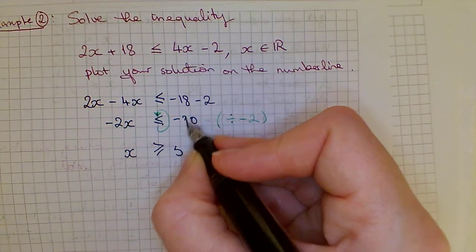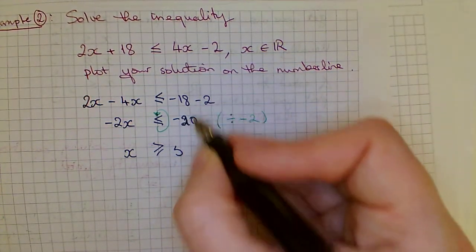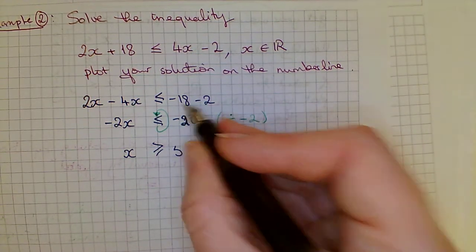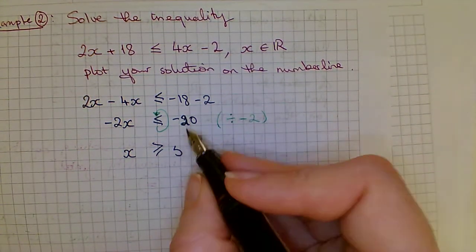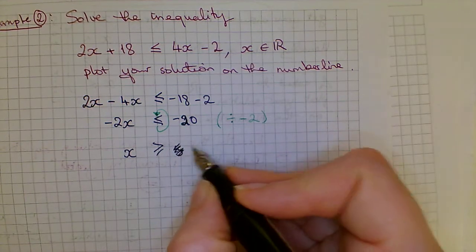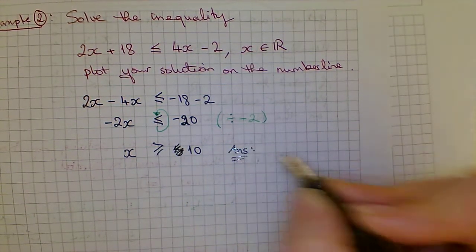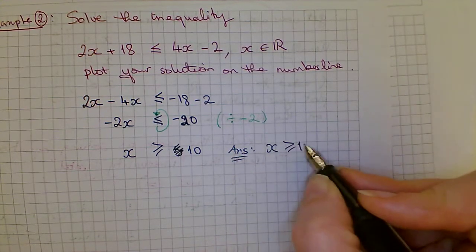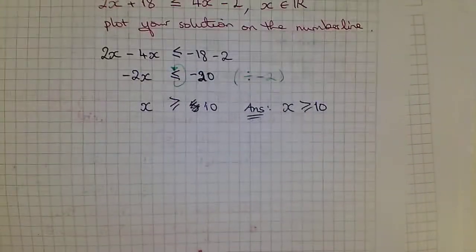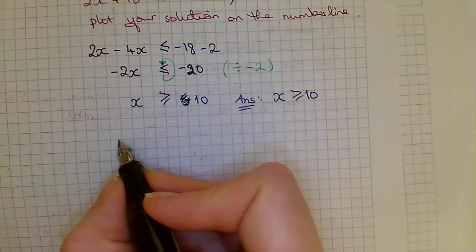Sorry guys, this was 20. I did the division in my head accidentally. Sorry about that. Minus 18 take 2 is minus 20. Minus 20 divided by 2 is a plus 10. So my answer is the set of all numbers that are greater than or equal to 10. And I still need to plot my solution set on the number line.